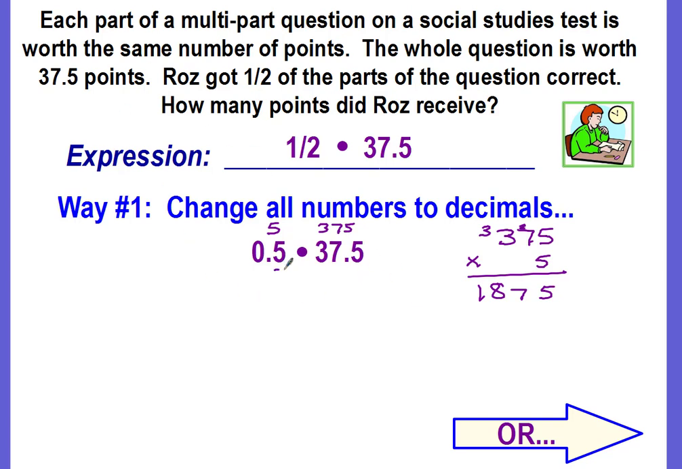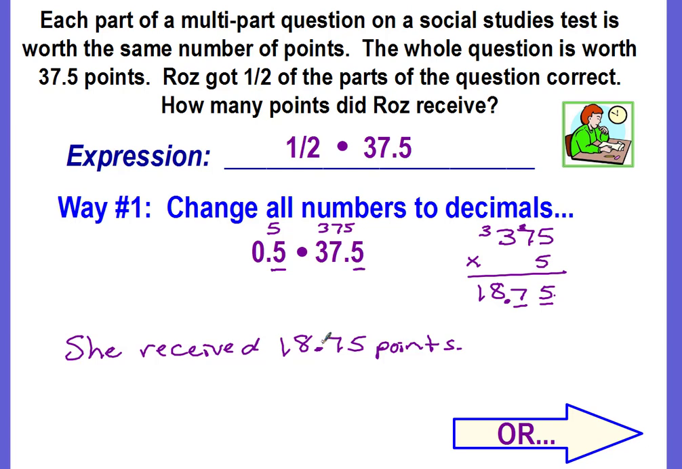Then we just go back and we put in the decimal point. So we know we need one decimal place for the first factor, one decimal place in the second factor. That's a total of 2. Start at the right. There's one decimal place, two decimal places, insert your decimal point. So how many points did she receive? She received 18 75/100 points.